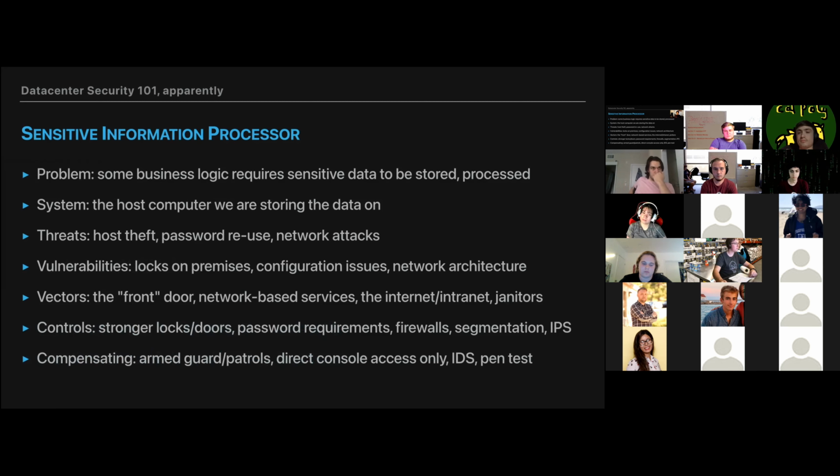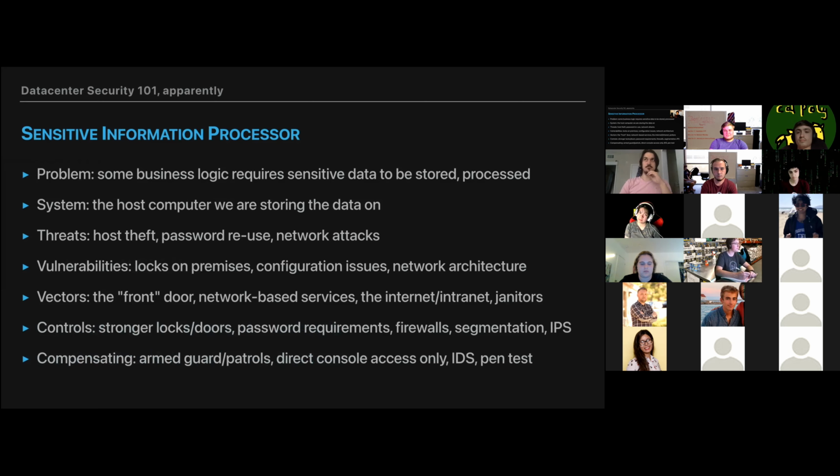Vulnerabilities: maybe you have a lock on your front door that isn't the best. Maybe you have a configuration issue in your web server, or maybe you have a network architecture issue, like a flat network versus a network with clearly demarcated, or segmented, network, I should say. Then there are the vectors that might allow these vulnerabilities to manifest.